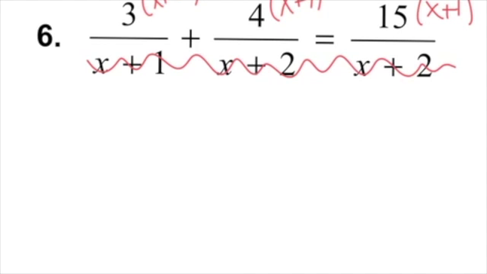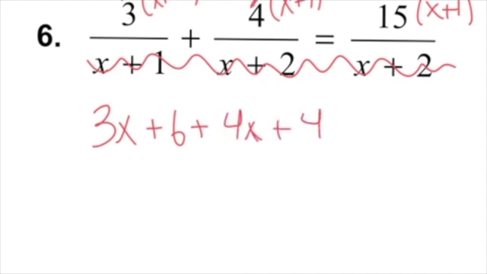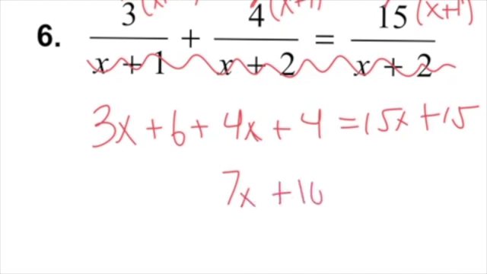So all you do is all the multiplication. So 3 times x is 3x. 3 times 2 is 6. Plus 4 times x is 4x. 4 times 1 is 4. Equals 15 times x is 15x. And 15 times 1 is 15. And you just solve. 3x and 4x make 7x. 6 and 4 make 10.